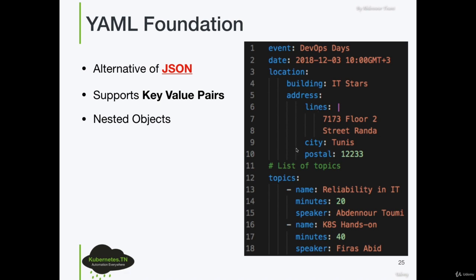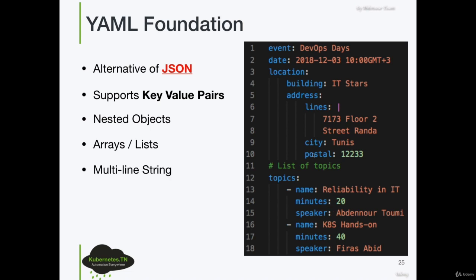A value can also be an array. See line 12? We have topics as a key, but the value of topics is an array. Each minus represents one element inside an array. We have two minuses, this means we have two elements in this array. Each element is of type key value pair in this example.